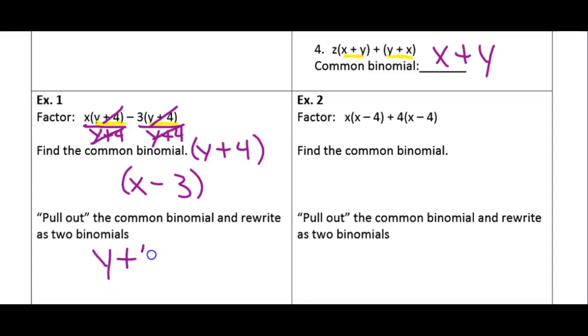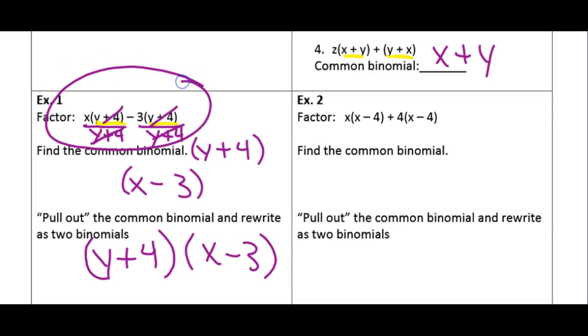So that gives me my 2 binomials. I have y plus 4, because that's what I factored out of both of those. And then I have what's left over, which is x minus 3. Now all of this work right here, you can do in your head, because you can think of, if I removed that y plus 4, what's left? There's an x there. And if I remove it from the second grouping, there's going to be a negative 3.